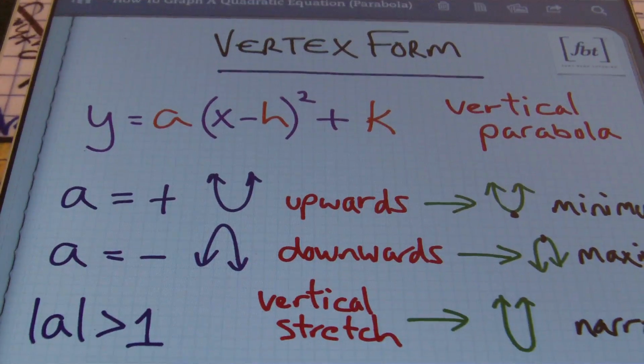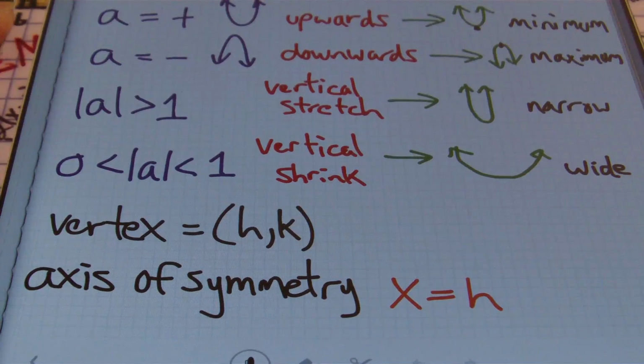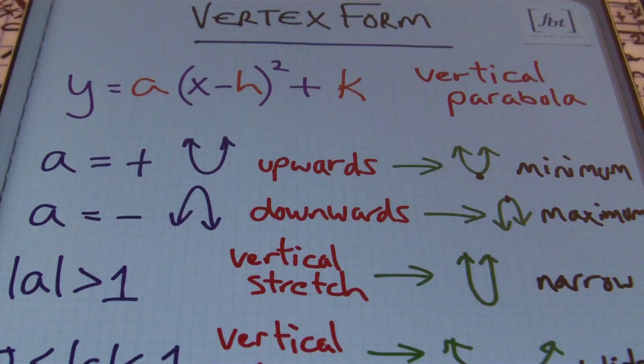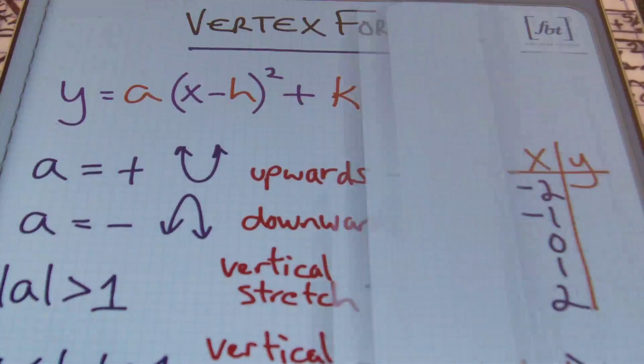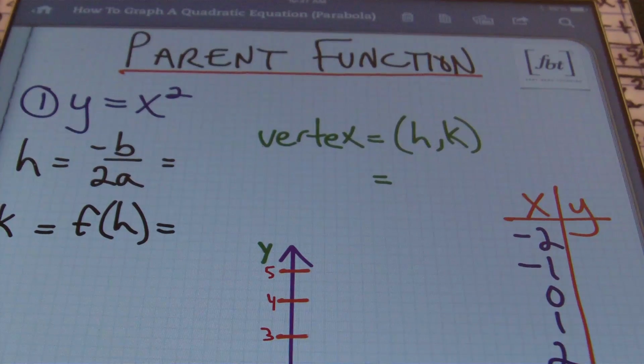I'm just going to scroll up and down here so you can see all of the information that I have. Okay, there we go. All right, now continuing on. Let's continue on here. Here we have the parent function of a quadratic equation, and a quadratic function for that matter, and it is y equals x squared. That's right, y equals x squared.